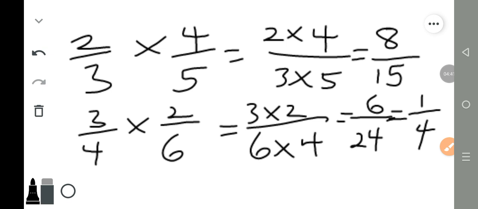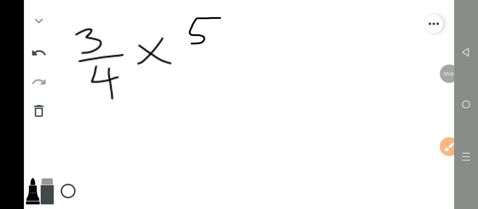There's another way of solving multiplication of fraction apart from this direct multiplication. That way is called cross multiplication. What that one simply does is this: when you have 3 all over 4 times 5 all over 6, and you want to use the cross multiplication. Now it doesn't matter which method you use, any of the method you use is fine.